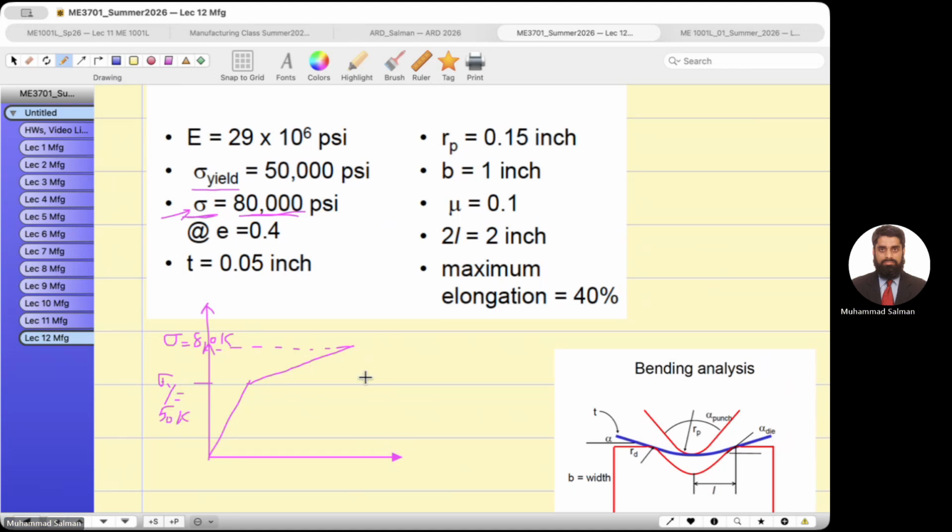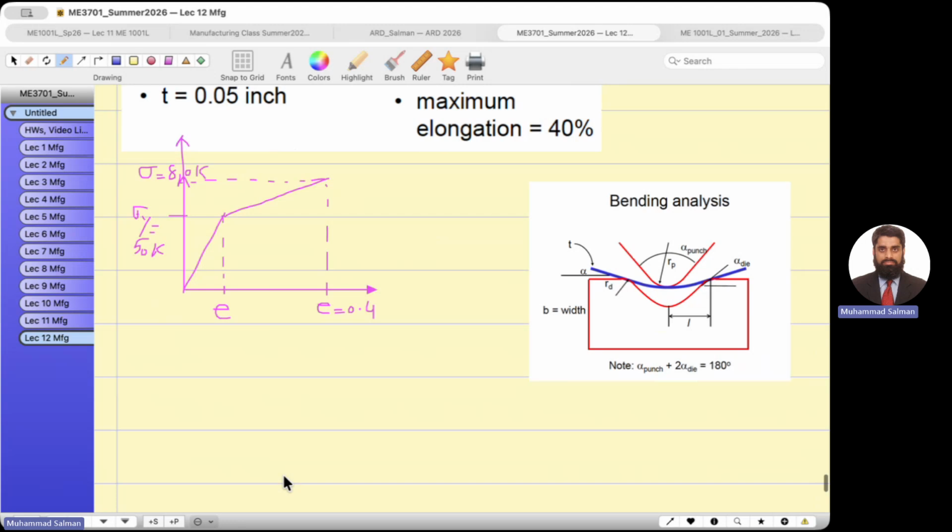And here this is happening at 0.4. What is this value? We can calculate that value, no problem. You know there is a stress strain relationship. Stress is equal to strain times Young's modulus. This is about the yielding point.